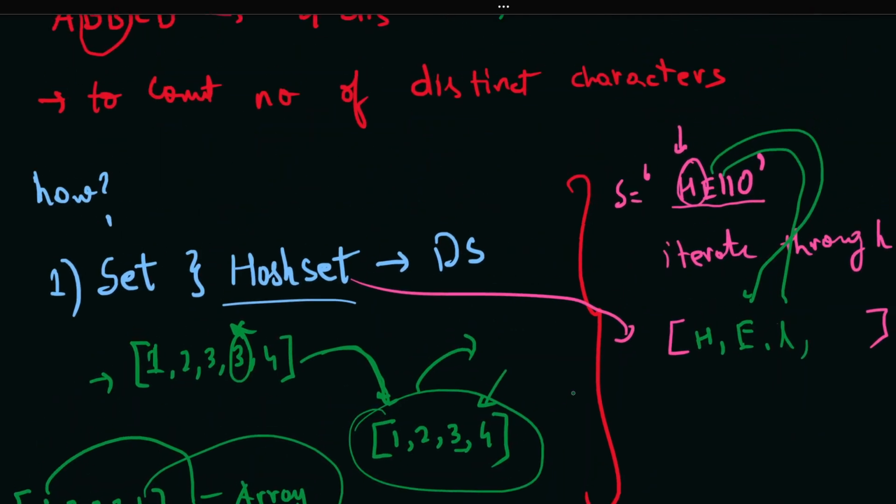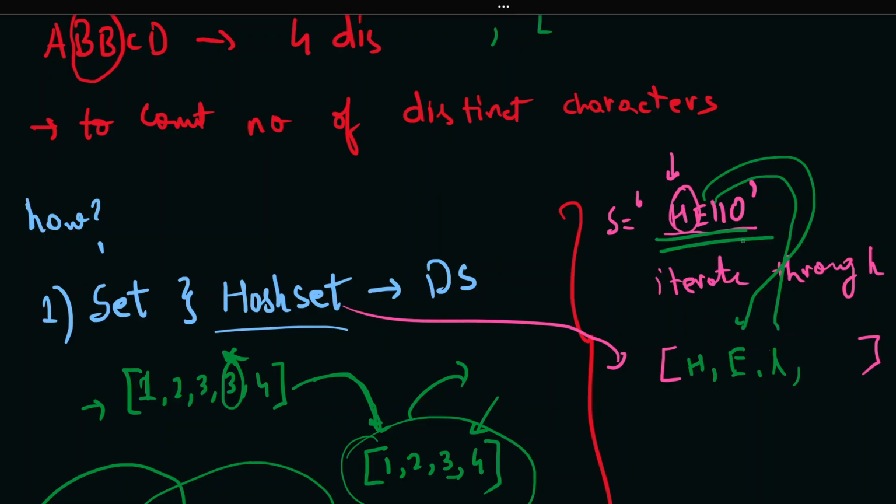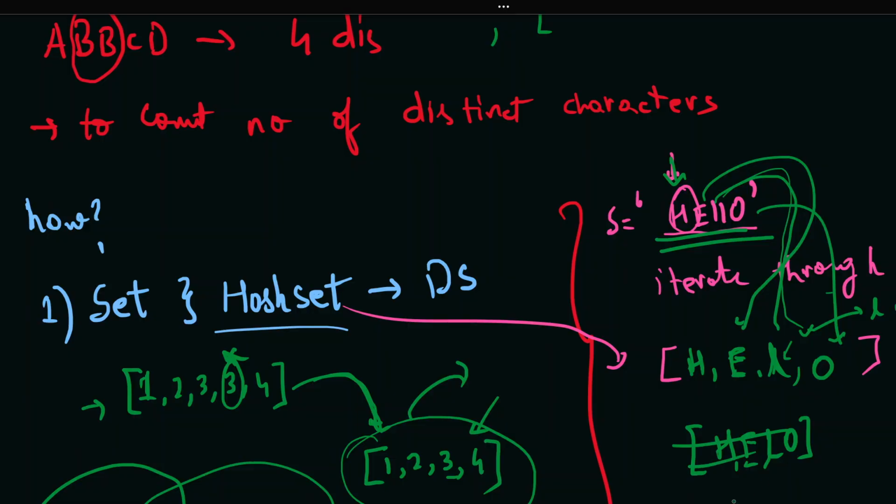No, so it'll add it. Similarly, in our question, for a given string, what we can do? We can just iterate through the characters, and then for each character, we are going to insert it into the set. Got it? H, E goes in, L goes in. So the next L, if it comes, since it is already there, you'll discard that L. Then O will go inside. So now HELO, it will be something like this. These are all the non-repeating characters. So I would say distinct characters.